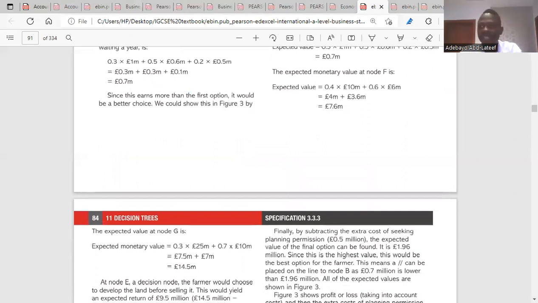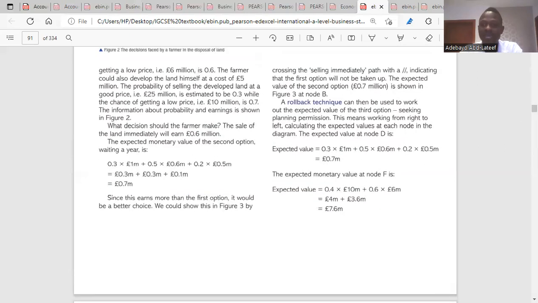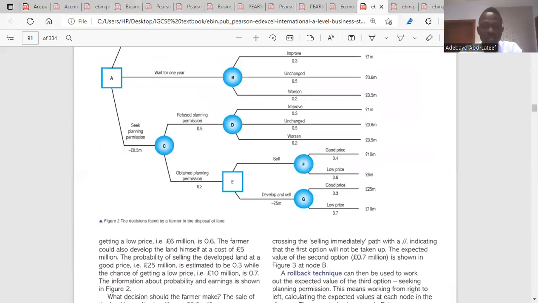All the analyses are done at the bottom. For you to get the expected monetary value, let's just check for E. When you take the decision about E, the probability of a good price is 0.4. 0.4 multiplied by 10 gives you 4 million. That's the profit, the success. Minus the failure, which is 0.6 multiplied by 6 million. Whatever it gives you, you take it away from that. That's your EMV, if you have to sell immediately after obtaining the planning permission.